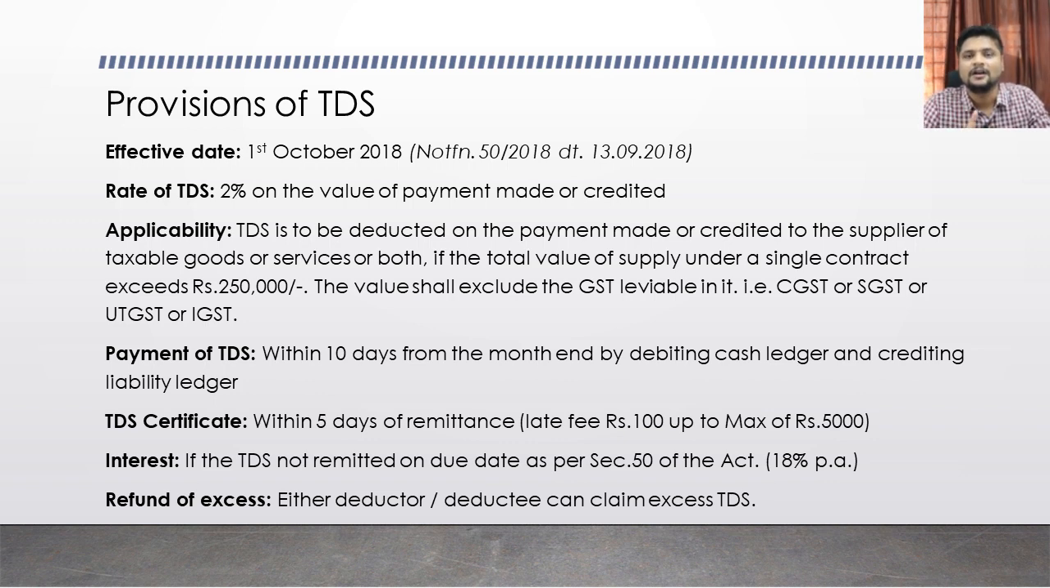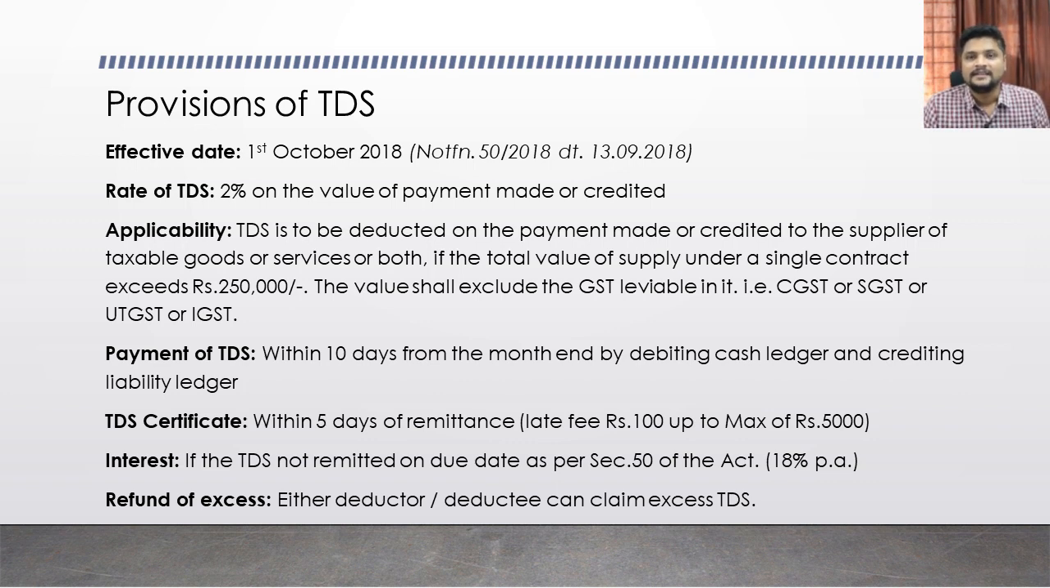Second condition is the contract value should be more than 2,50,000. If the contract value is equal to 2,50,000, then also these TDS provisions will not apply. It should be more than 2,50,000. That is the second condition. Third condition is it should be a single contract. If there are multiple contracts entered with a single supplier, where each and every contract is less than 2,50,000, then also TDS provisions will not apply. Single contract which should be more than 2,50,000. These three conditions are very much important for application of these TDS provisions.